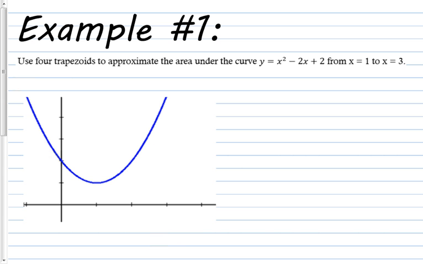Okay, so use 4 trapezoids to approximate the area under the curve from 1 to 3. So here's 1, 2, 3. So from here to here, and they want me to use 4. So I'm going to have 4 trapezoids. It'll be something like this. Okay. Now, I'm going to use a chart.